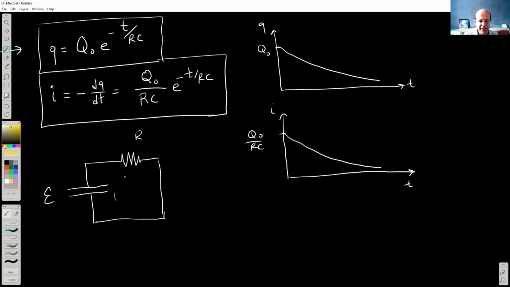Let me also show these with the yellow colors again. So that's the current, and that's the charge. Sorry about this. This is not the EMF. That's the capacitance value, right? Capacitance value.